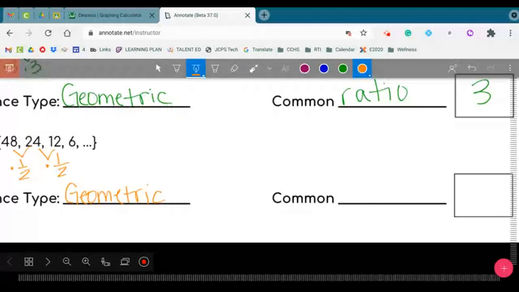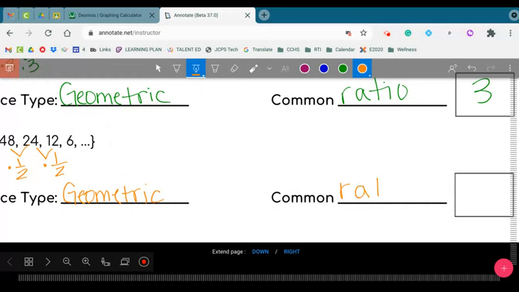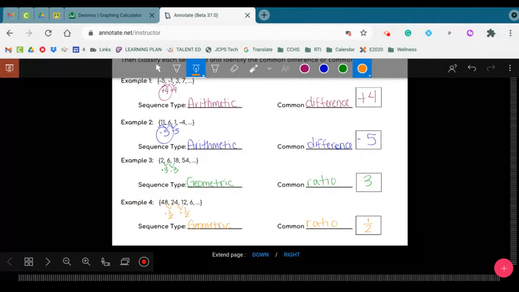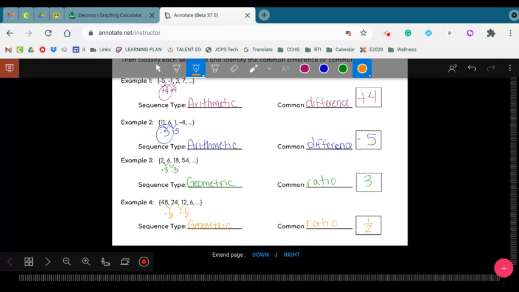With geometric, we have a common ratio. And this common ratio is going to be 1/2. Okay, let me know if you guys have any questions on the first page. We're going to go to the next page.